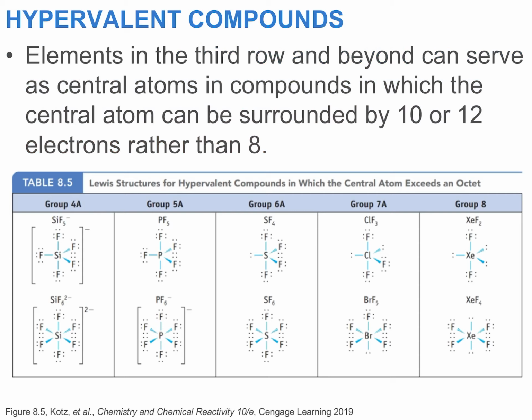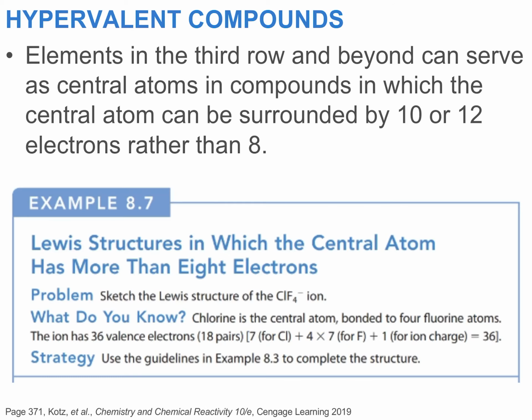So if we look over here, we can see that silicon has 2, 4, 6, 8, 10 in the SiF5 minus ion, or we can have 2, 4, 6, 8, 10, 12. So again, these are elements that are beyond the third period. So the third and fourth period can expand their octets, and they can be surrounded by 10 or 12 electrons rather than 8. So let's look at an example.